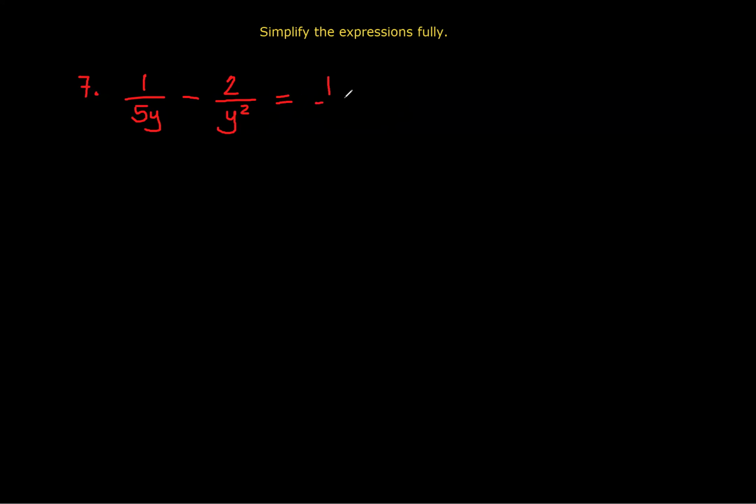So that will be 1 all over 5y multiplied to y squared all over y squared, minus 2 all over y squared times, we will multiply the second fraction to the denominator of the first fraction. That will be 5y all over 5y. Now, if you notice here, y squared divided by y squared is equal to 1. So it doesn't change anything because 1 times 1 over 5y is still 1 over 5y. That goes the same with 5y all over 5y.